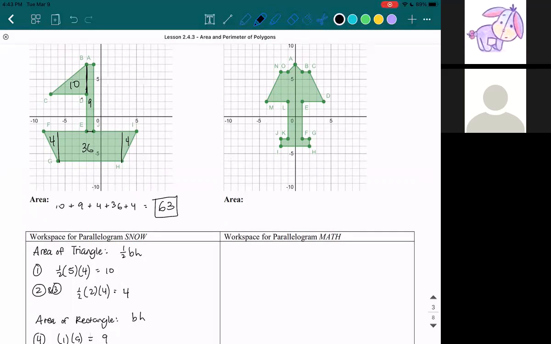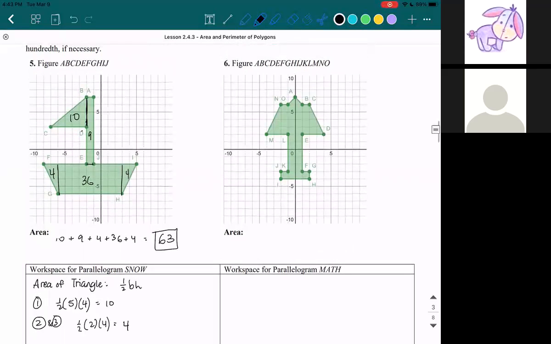All right, your turn to try to calculate the area of the figure for number 6. So I want you guys to pause the video, try it out, and then we can come back once you are done.